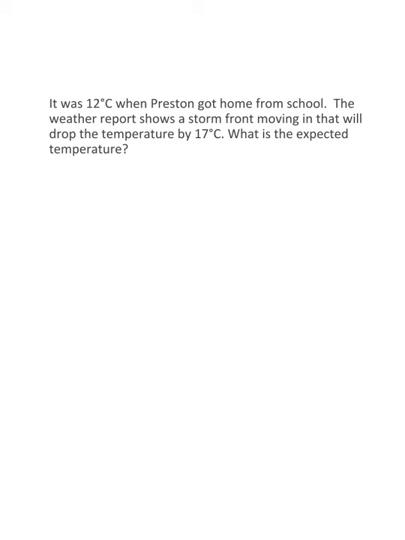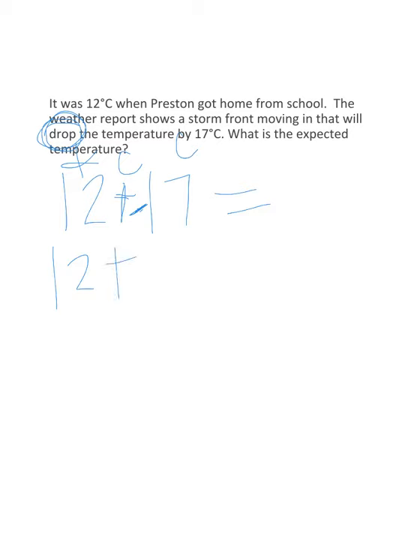It was 12 degrees Celsius when Preston got home from school. The weather report shows a storm front moving in that will drop the temperature by 17 degrees Celsius. What is the expected temperature? Well, first let's set up an expression. We start at 12 degrees Celsius, and that's positive. But whenever the weather changes, it drops, and we know that's negative, and it drops by 17. So we keep the 12, change the minus to a plus, and change the +17 to -17. So our new equation is 12 plus -17. And we get -5.